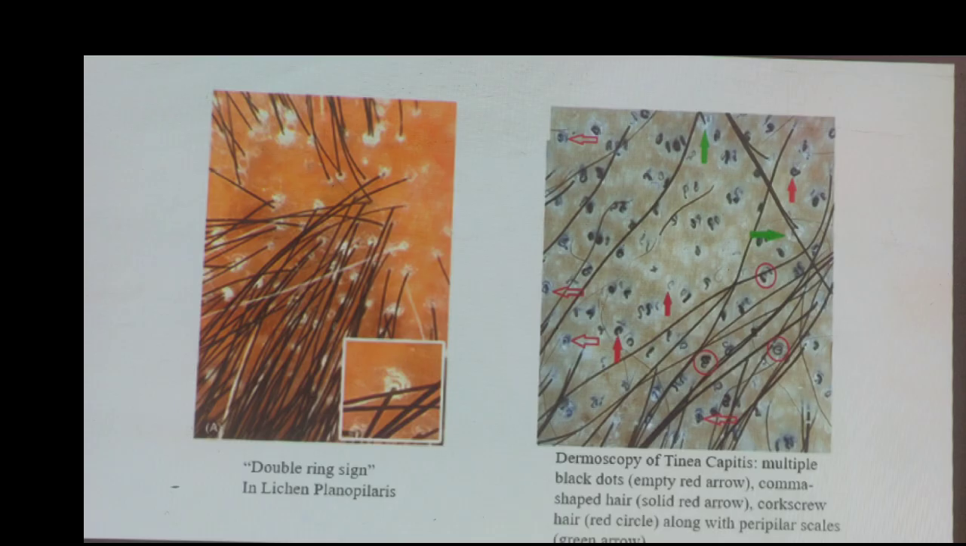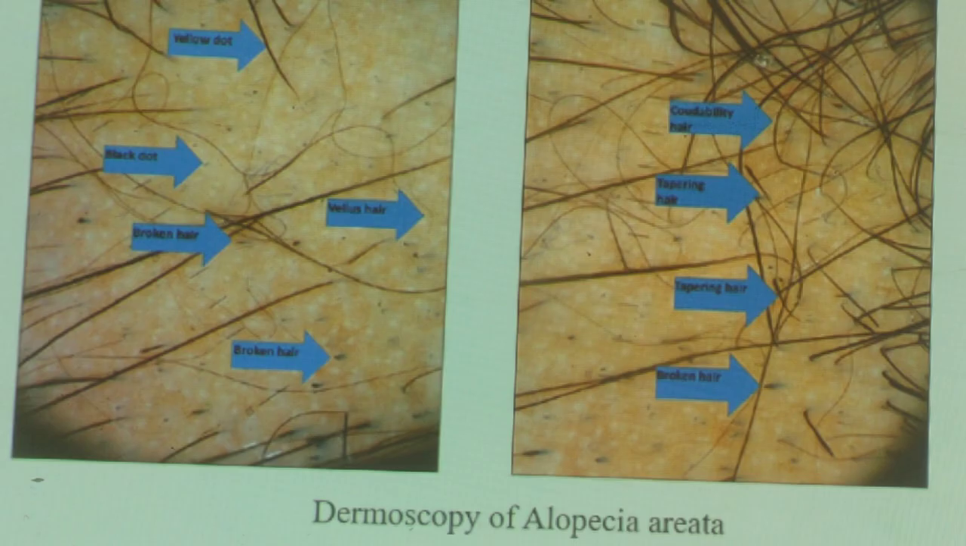Next. First image shows dermoscopy of lichen planopilaris, showing the double ring sign, perifollicular scales. Next is dermoscopy of tinea capitis, which is showing multiple black dots, comma-shaped hair, corkscrew hair, along with perifollicular scales. Next. Dermoscopy of alopecia areata, showing yellow dot. Yellow dot is due to keratin or sebum in the follicular opening. Then black dot, vellus hair, broken hair, cadaverized hair, and tapering ends or exclamation mark sign.